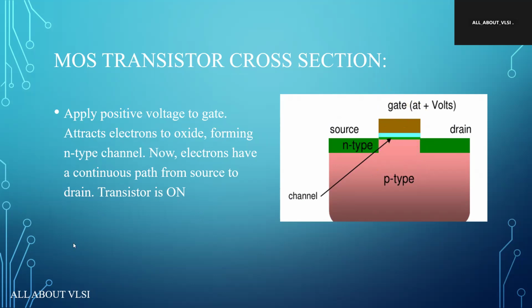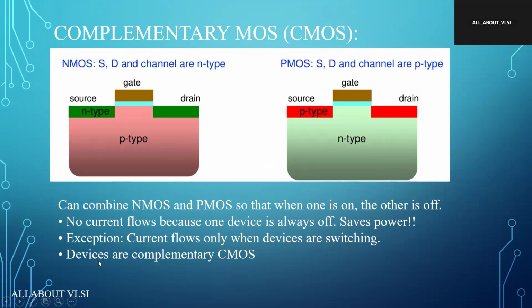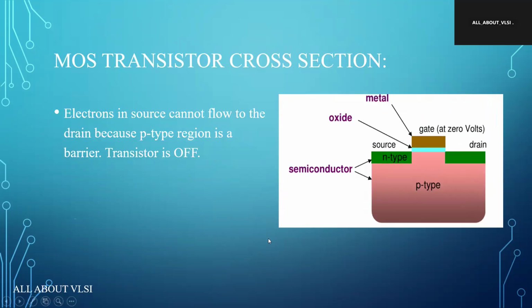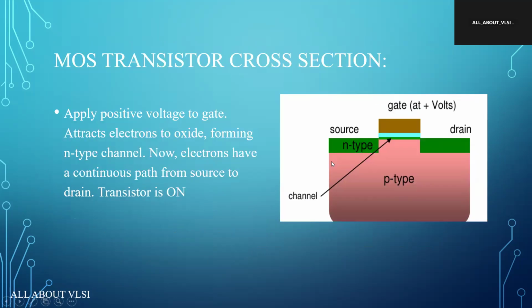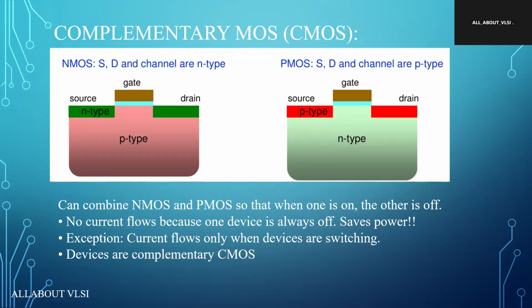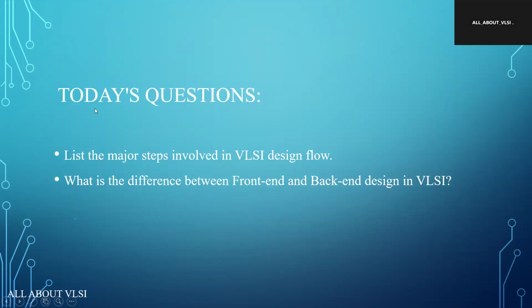Now we are combining both the things. So this one is the NMOS and this one is the PMOS, right? So here I am considering both NPN and PNP. So this one is NMOS and this one is PMOS. Here the source, drain and channel are in N type, right?